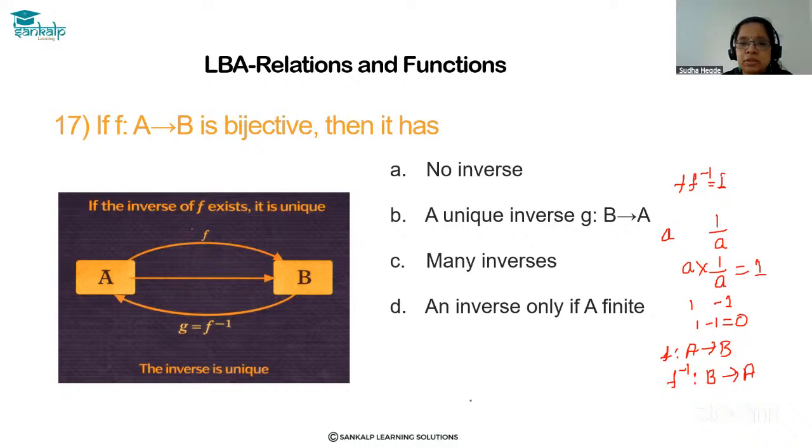Therefore, which option is correct? A unique inverse g from b to a. So always inverse, if it exists, whenever function is bijective, inverse exists. If it exists, it must be unique. Okay, inverse will be unique. You cannot have two inverses for same function. That's what it is. Okay, got it right? Thank you.